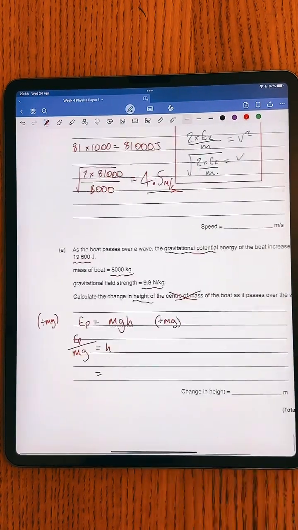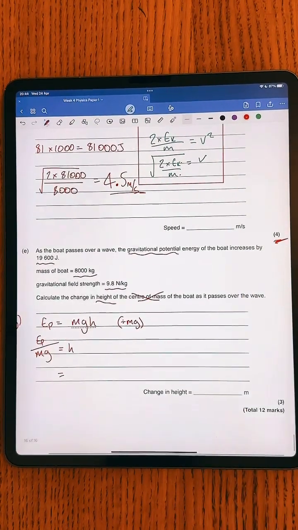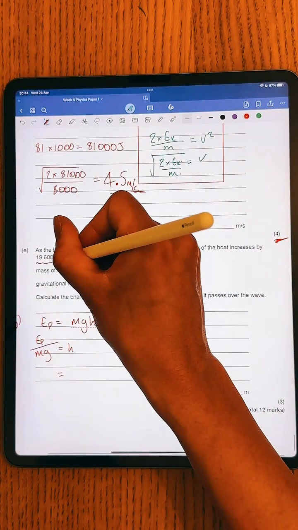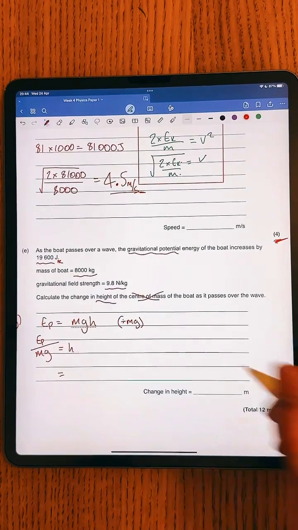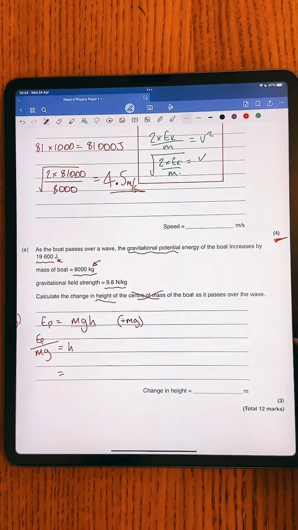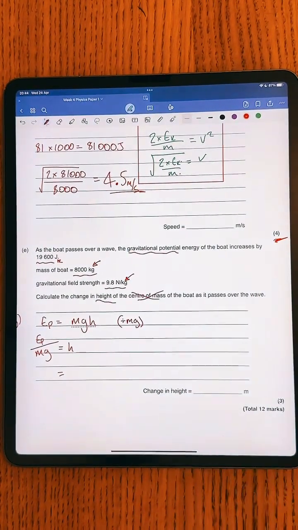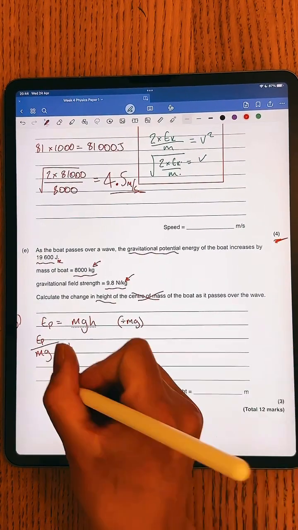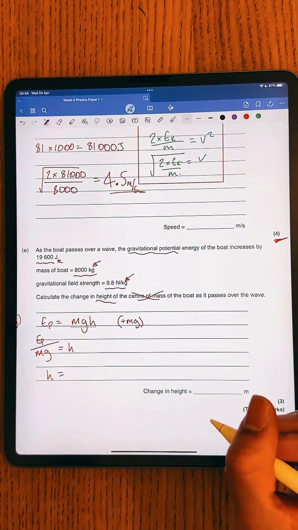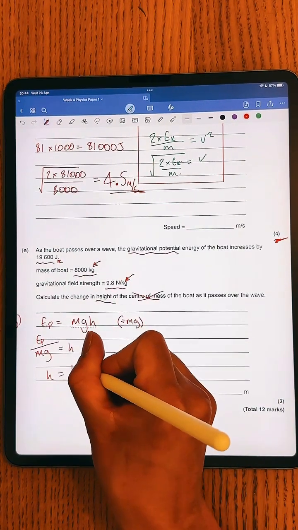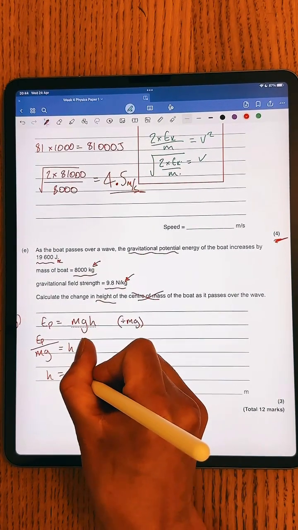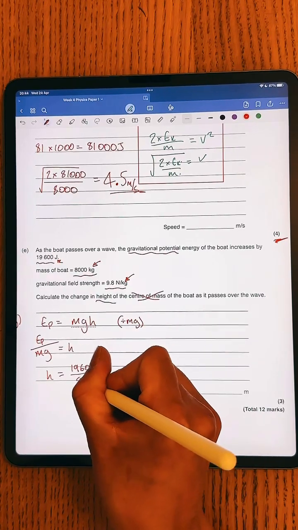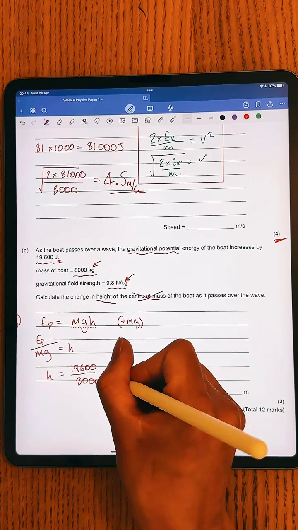And now let's just double check if we have any conversions to do. No, this is in joules, that's fine. This is in kilograms, that's fine. 9.8 newtons per kilogram, that's all fine. So we can just plug the numbers in now. Height is equal to 19,600 joules divided by 8,000.